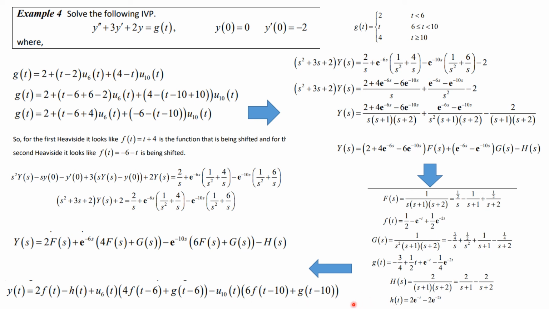And then this is the Heaviside step function 6, and that is 4f(t minus 6). So I have to put t minus 6 into here instead of t. This is g(t minus 6) I put in here, and the Heaviside shift of 10 is 6. That was f(t), and now f(t) was here. That is a shift of 10, and g(t) is here. That is also a shift of 10.